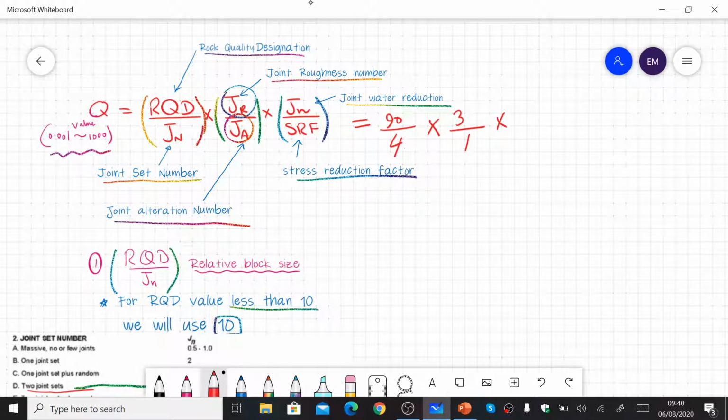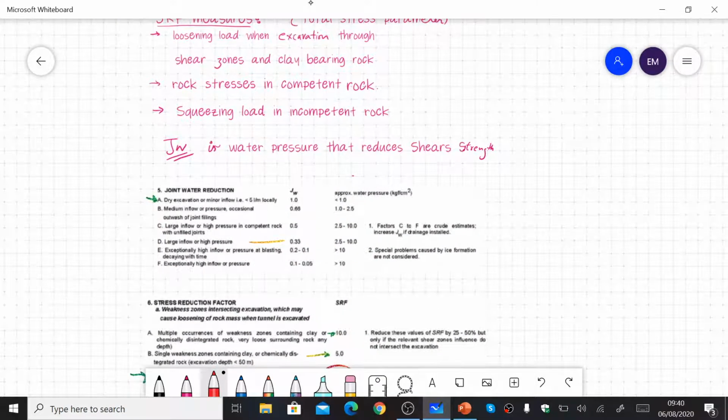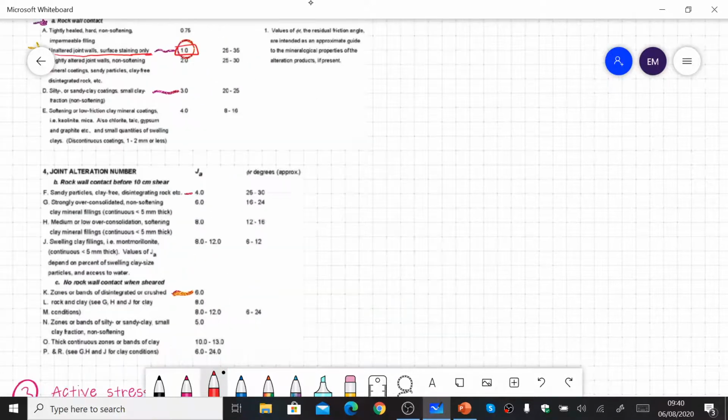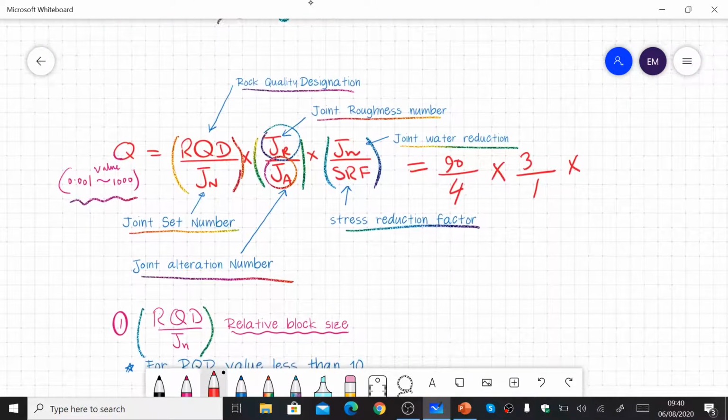Then we have to use Jw, that is the joint water reduction factor. There is no mention of water inflow, so we'll assume our joint to be dry. So you see, for a dry excavation, we use a value of 1 for Jw. So I will use 1 here.